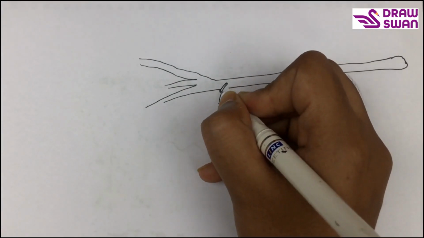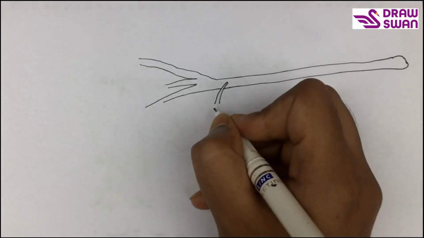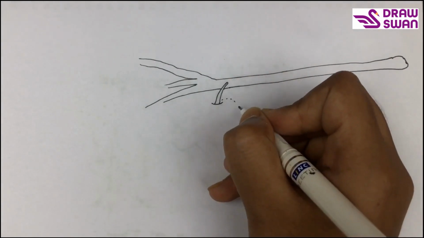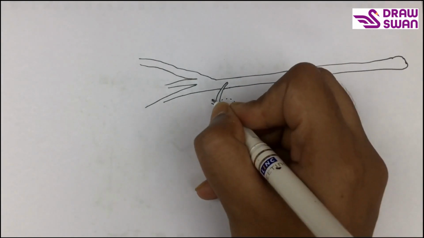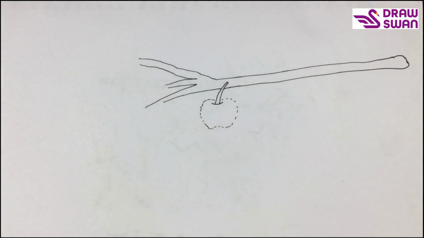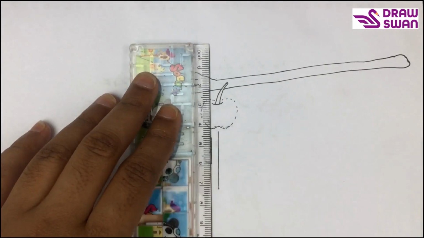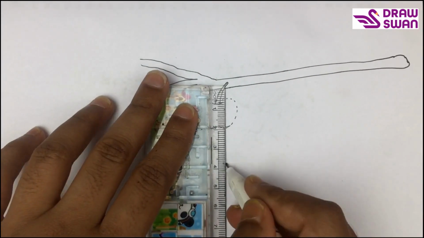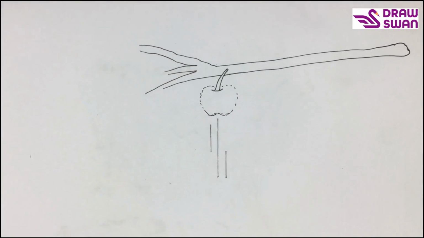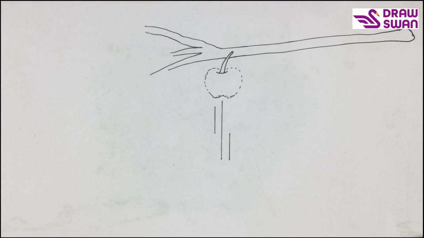Now, here is the stem. This is not the actual apple, this is just the mark where the apple was. And now, I'm drawing some lines so that it feels like the apple was falling from there.